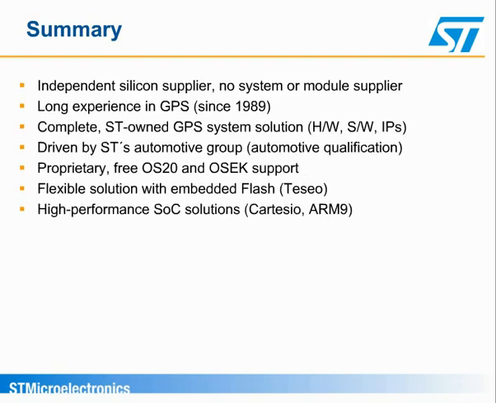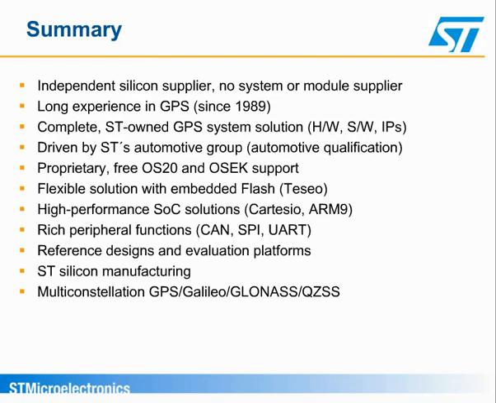ST Microelectronics owns all property rights. Hardware design, intellectual property of the GPS blocks, software, manufacturing, and testing are owned by ST. GNSS systems are also developed internally. Every chipset is qualified according to AEC Q100 for use in automotive applications. ST has recently launched the new Teseo 2 family of GNSS receivers for GLONASS, QZSS, and Galileo systems.